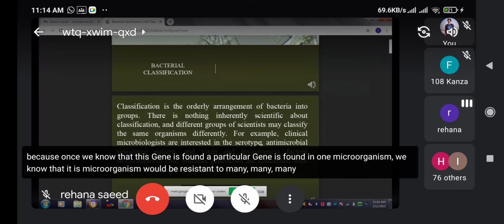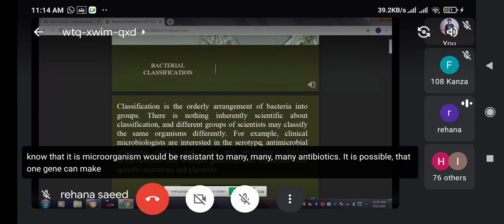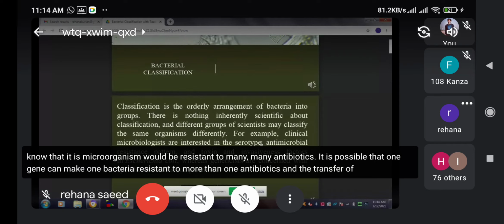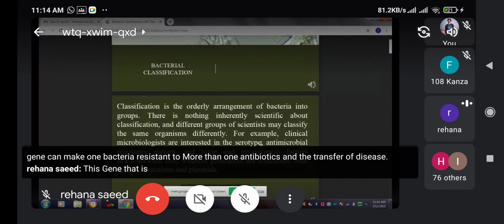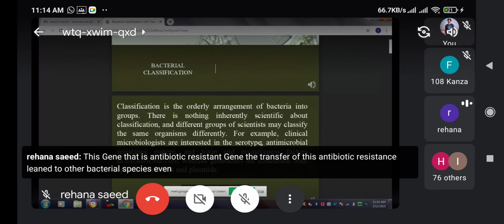It is possible that one gene can make one bacteria resistant to more than one antibiotic, and the transfer of this antibiotic resistant gene to other bacterial species, even if they are non-pathogenic, is very much alarming.